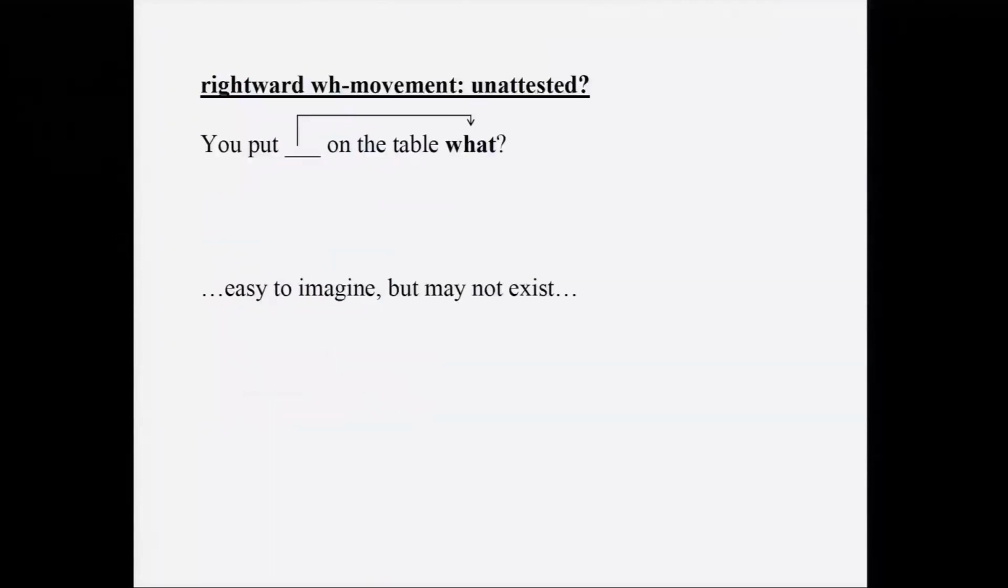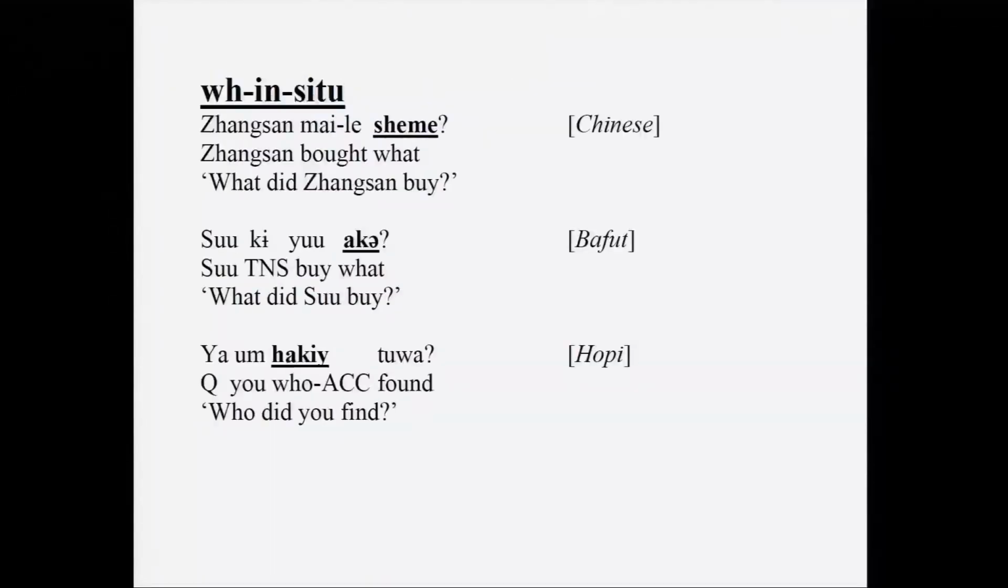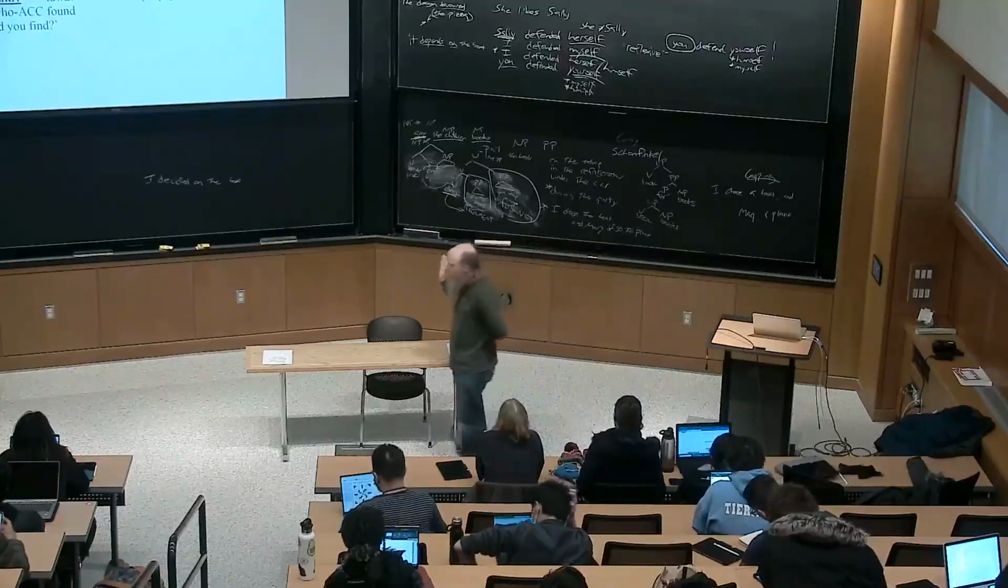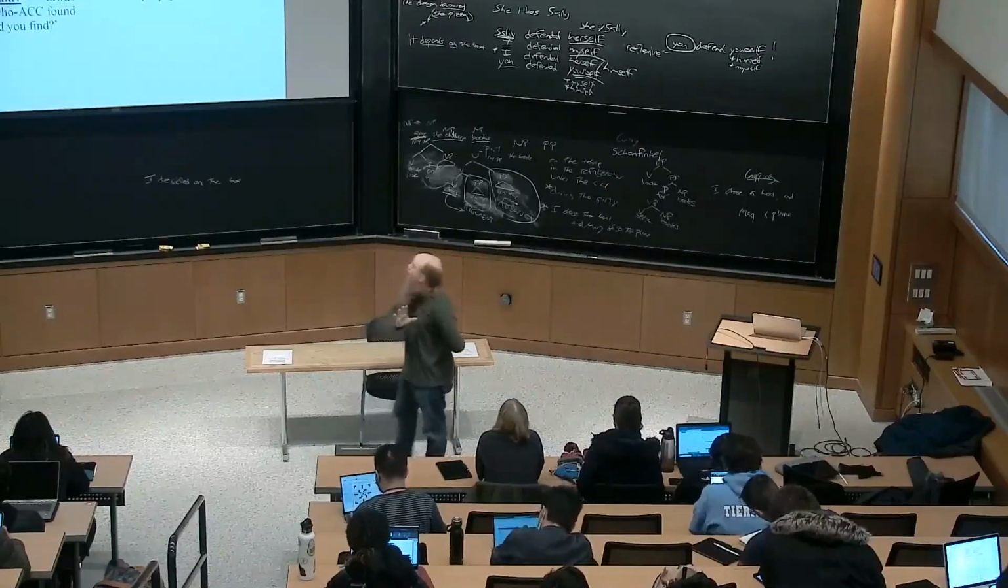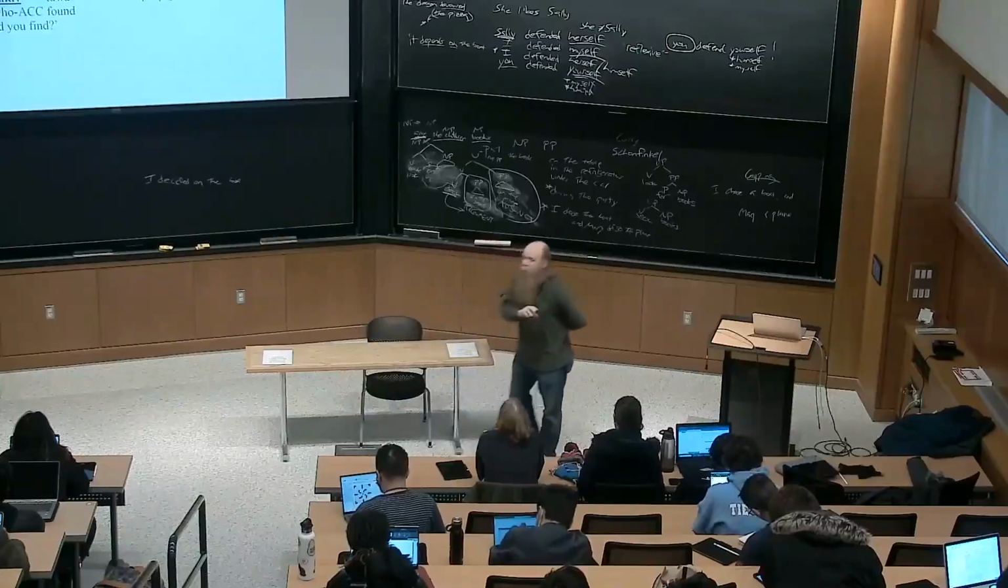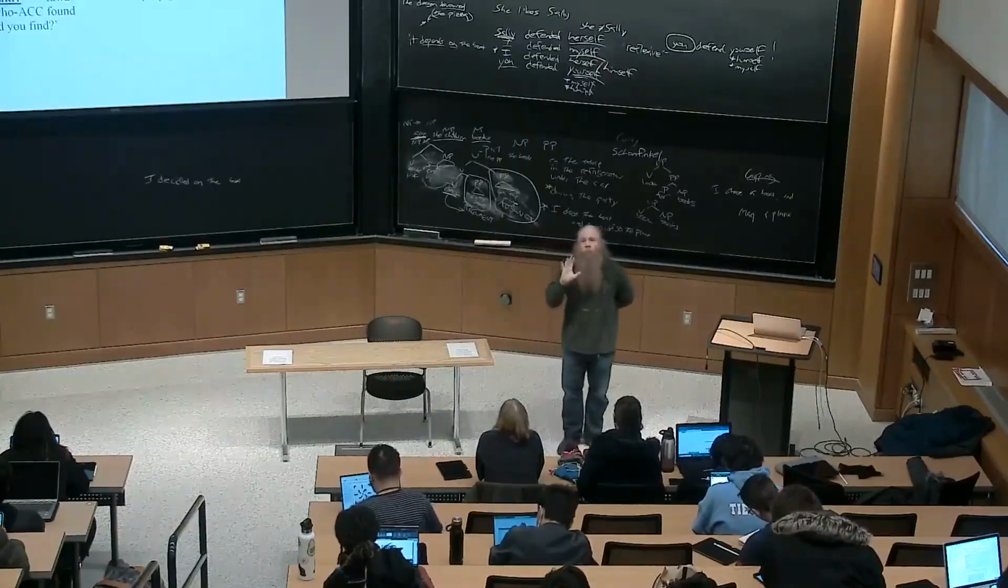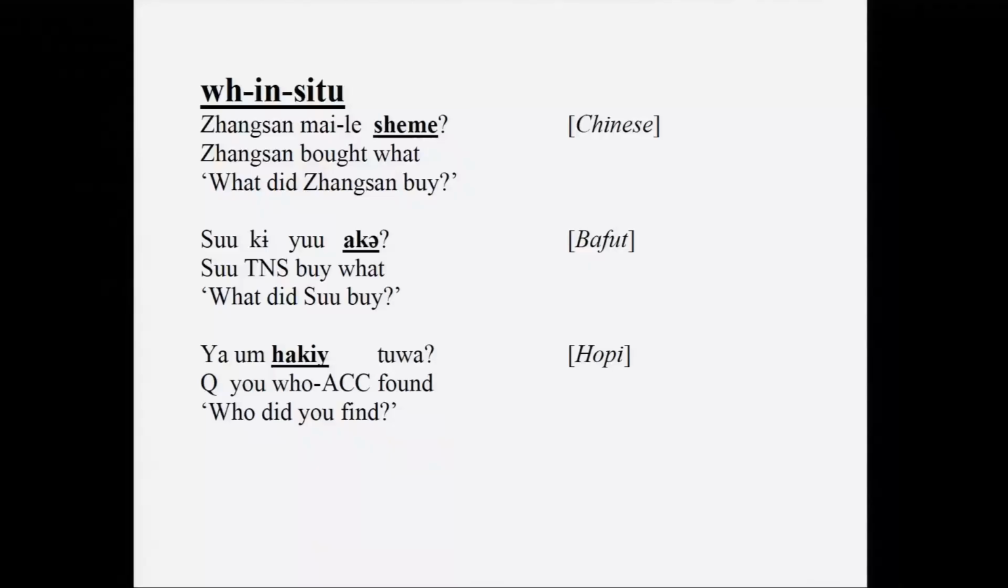Yep. So there's cross-linguistic variation in how you form WH questions. There are languages like English and Finnish and Tagalog and many other languages where you take your WH words and move them to the left edge of CP. And then there are languages like Chinese and Bafut and Hopi where the WH words just don't move. They just stay where they would normally go, wherever they would normally go in the sentence. There's no movement going on.